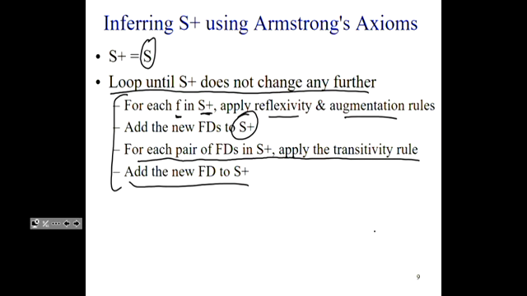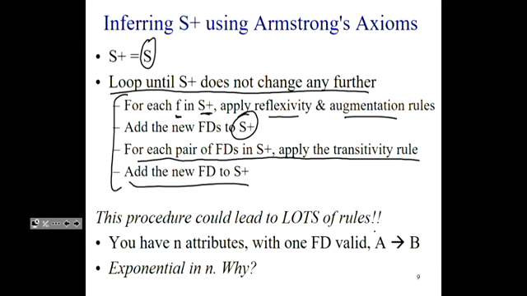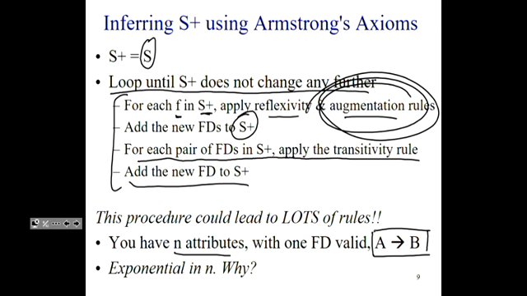One issue with the overall goal of computing the closure of functional dependencies is that this procedure could lead to lots and lots of rules. Let's say you have n attributes, and this is something we covered the last time as well. If you have n attributes with just one functional dependency valid, A implies B, then by just applying the augmentation rule, you could get an exponential number of functional dependencies. Why? Well, you take A implies B. You could add any subset of attributes on the left hand side and add the same subset of attributes on the right hand side, and you have a new rule.